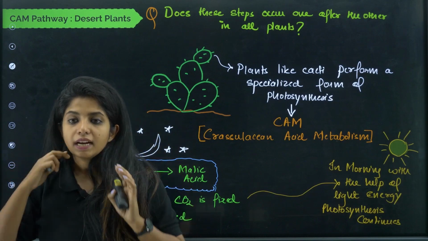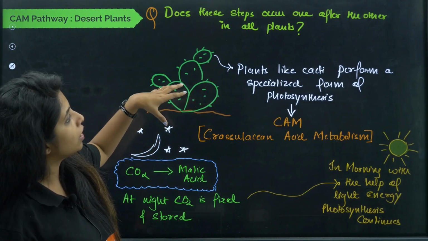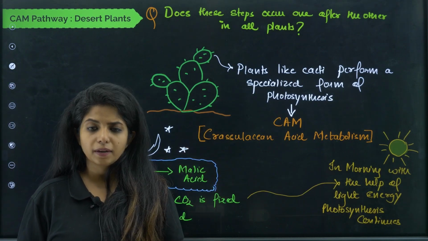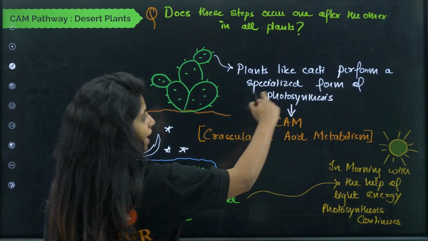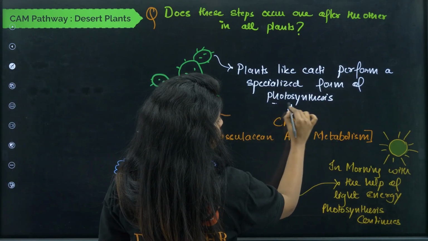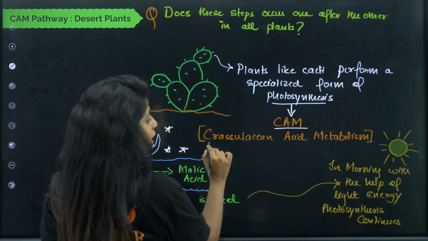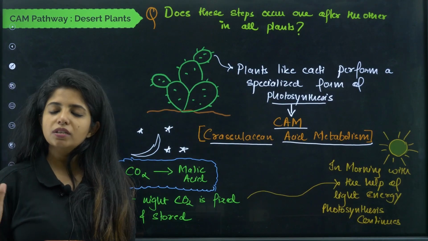So the question is, do the 3 steps that you saw over here occur one after the other in all plants? So the 3 steps have to occur one after the other in all the plants, right? But there's a change in certain plants. So plants like cacti perform specialized form of photosynthesis which is known as CAM photosynthesis. CAM stands for crassulacean acid metabolism. Crassulacean acid metabolism. So what is unique in them?